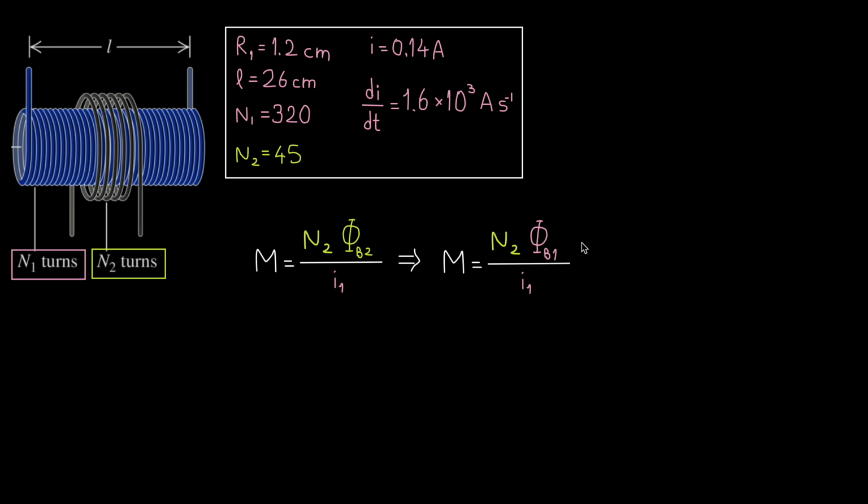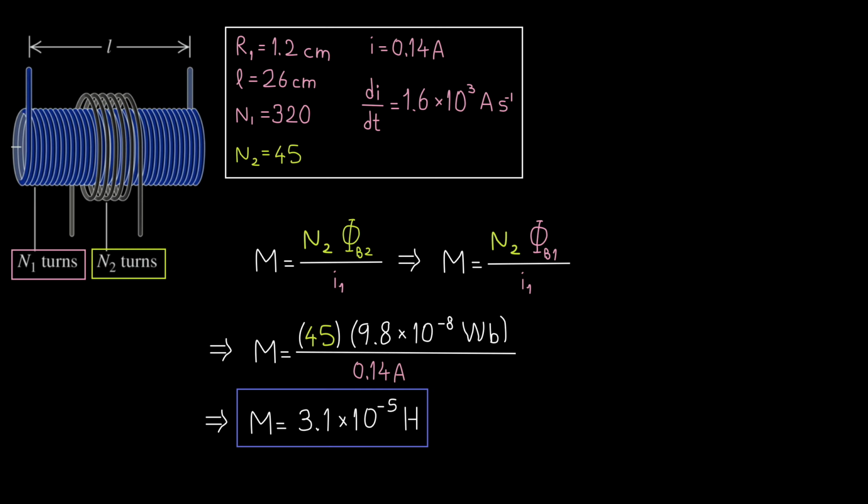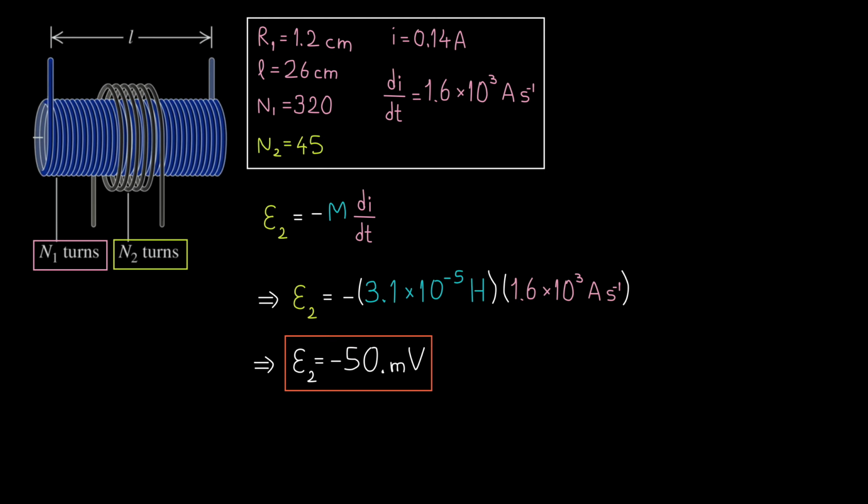Next, again, let's substitute the numerical values and calculate the mutual inductance. Again, keeping two significant figures, we get 3.1 times 10 to negative 5th Henry for the mutual inductance between the coil and the solenoid. Finally, let's calculate the EMF induced in the coil.